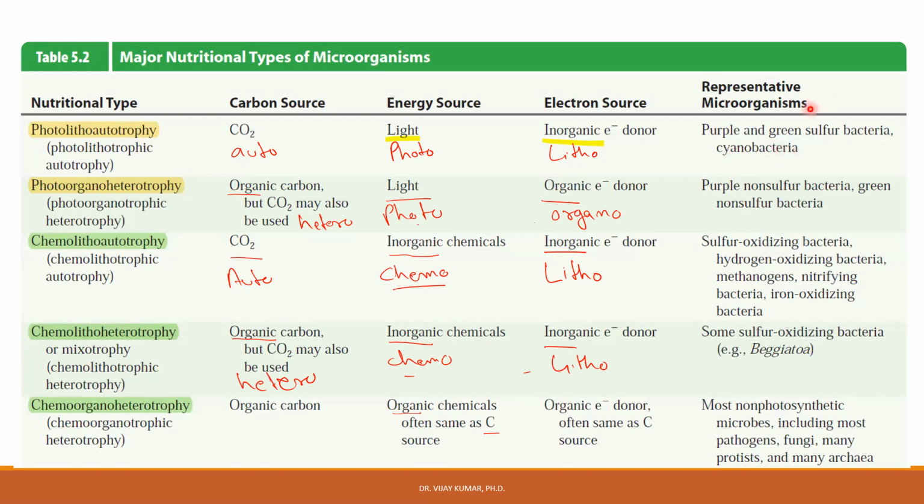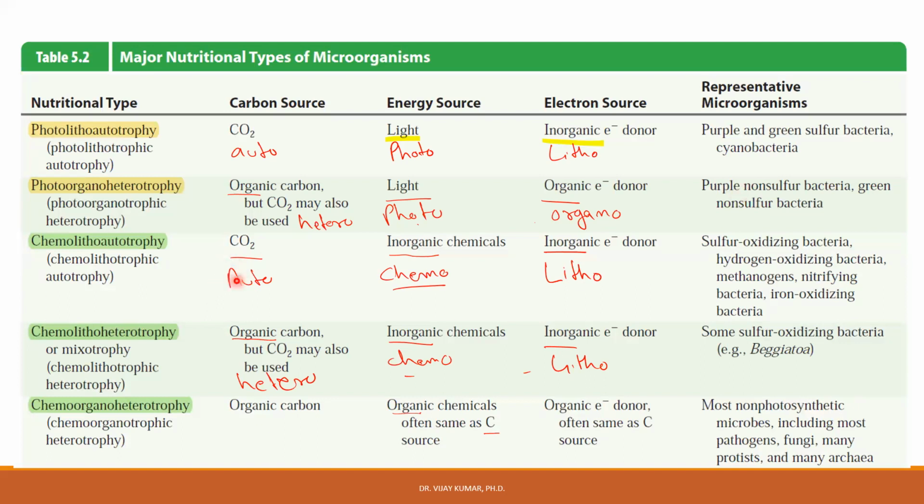Examples are very important. You must know. I will give the names also in the next slide. Then the second category: again the energy source is light, but the electron source is not inorganic, it is organic, so organo, and the carbon source is also organic, so hetero. So photo organo heterotrophs. What are these? Purple non-sulfur bacteria and green non-sulfur bacteria. Why non-sulfur? Because the electron source is different.